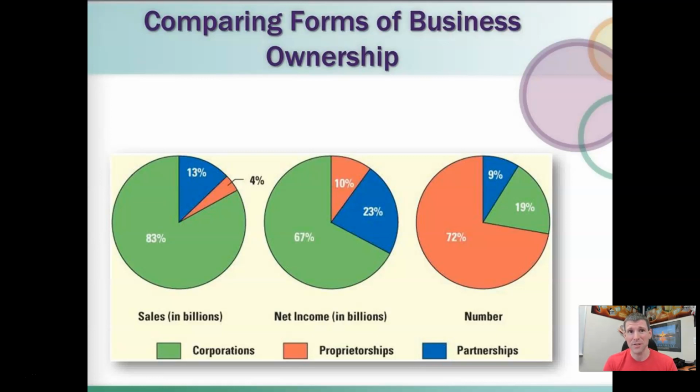Okay, and then over there on the left side, that left pie graph, you see the overall revenue, overall sales they make. Again, corporations make up the smallest percentage, but they definitely do well for themselves.